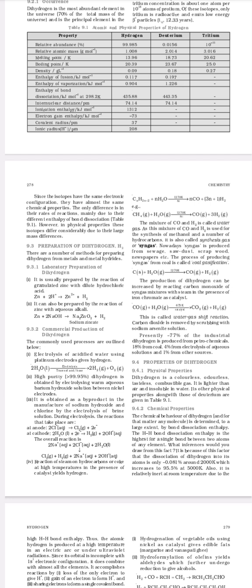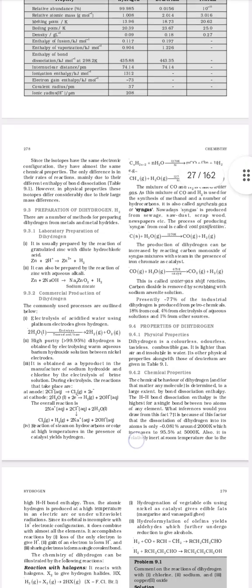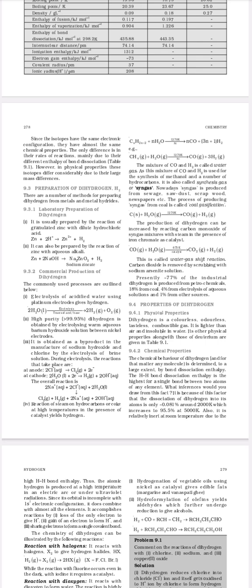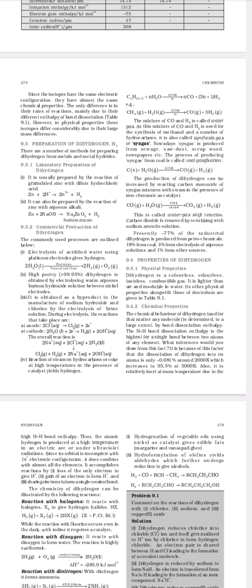So the next topic is preparation of dihydrogen. How is it prepared? There are a number of methods for preparing dihydrogen from metals and metal hydrides. First is laboratory preparation of dihydrogen. It is usually prepared by the reaction of granulated zinc with dilute hydrochloric acid. It can also be prepared by reaction of zinc with aqueous alkali, as given below.